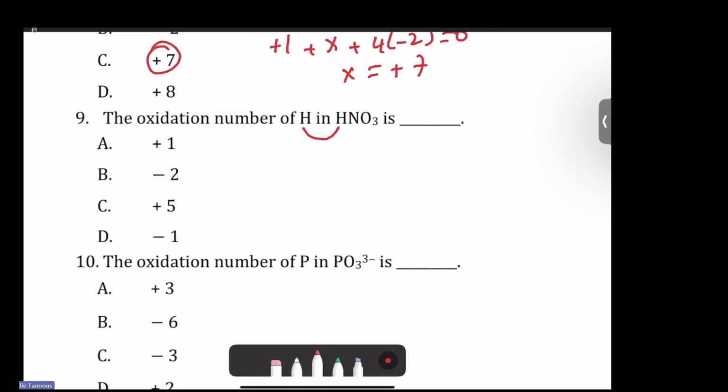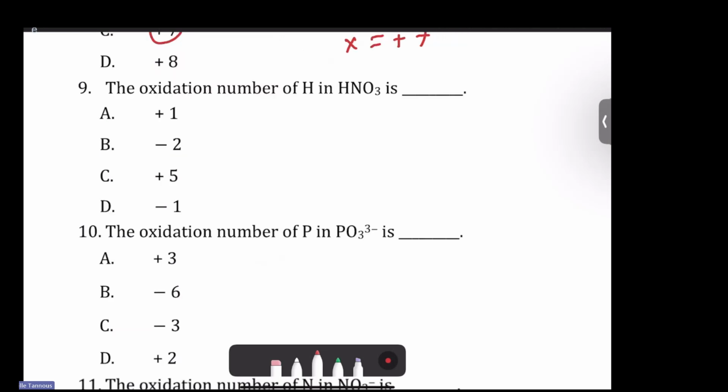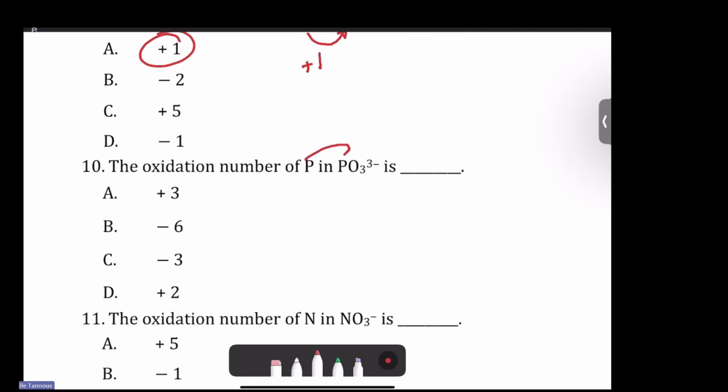Oxidation number of hydrogen in compounds is always +1 except in metal hydrides, and that is not a metal hydride. Oxidation number of P, so that's an X plus. I have 3 times oxygen, each is -2 oxidation number, equal to -3. So X is +3.